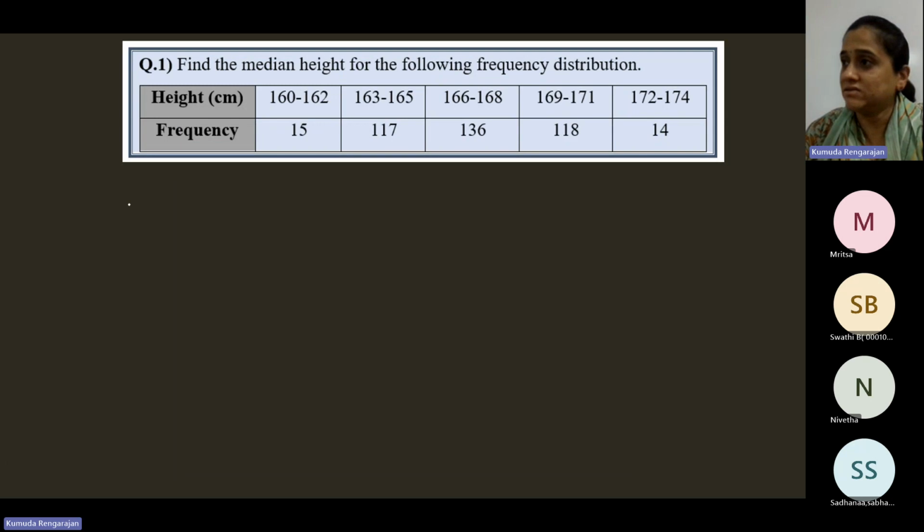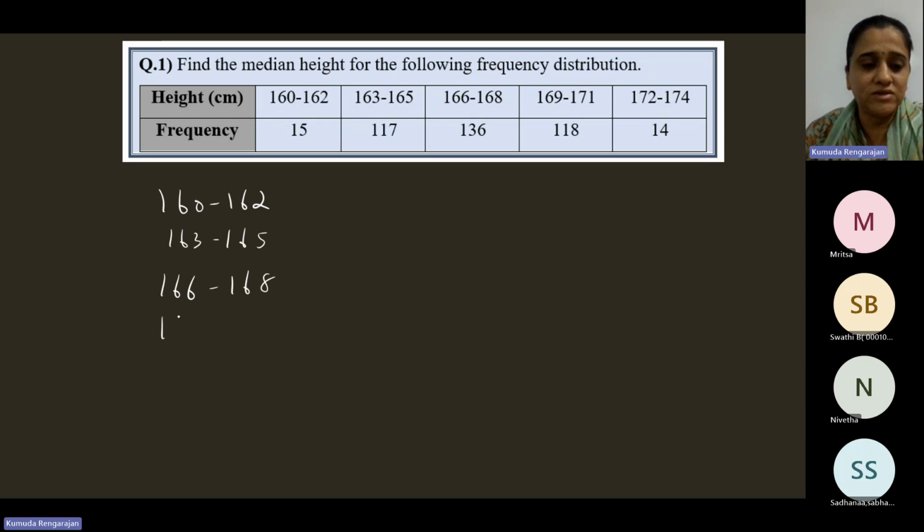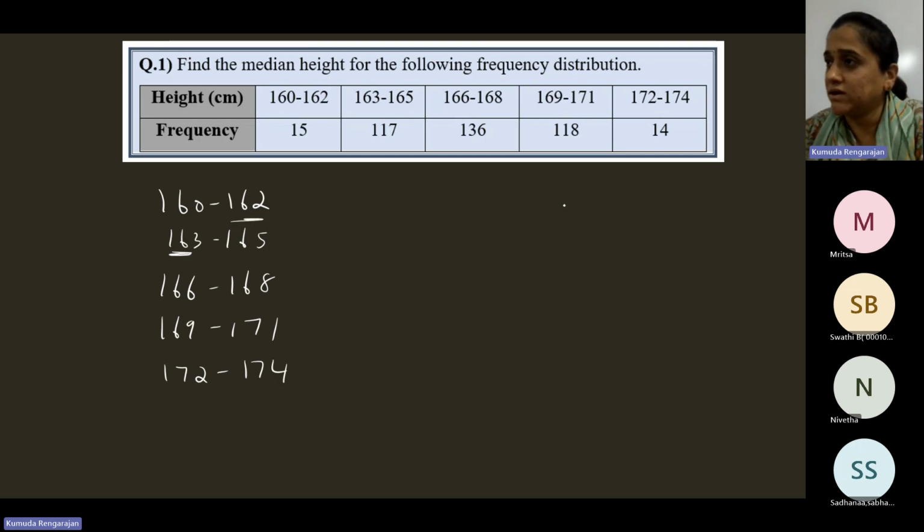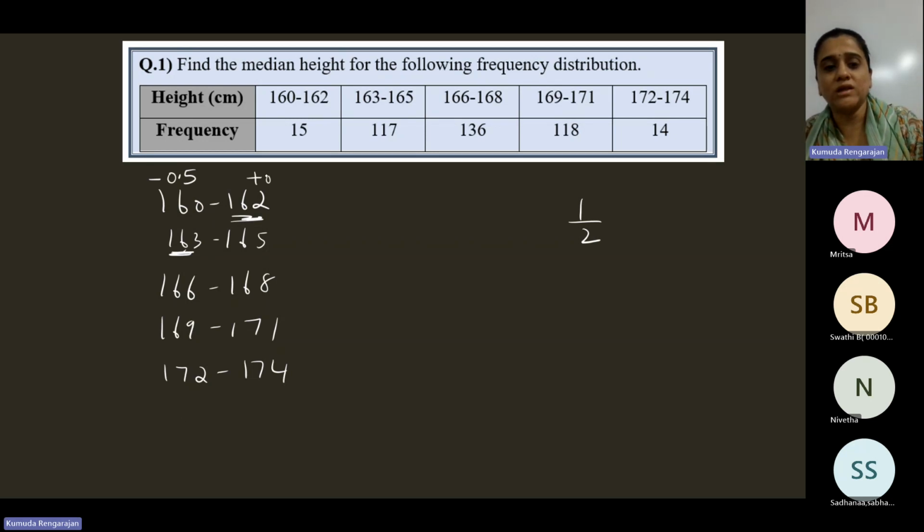This I told you in one of the last classes. So 160 to 162, 163 to 165, 166 to 168. Don't start writing. Please listen to me. 171, 172 to 174. So what we have to do? What is 163 minus 162? 1. Divide by 2 always. The difference between this and this is 1. Always divide by 2. 1 by 2, 0.5. Subtract 0.5 from all the lower limits and add 0.5 to all the upper limits. Right? Subtract 0.5 from all the lower limits. This is how we make the class intervals continuous.